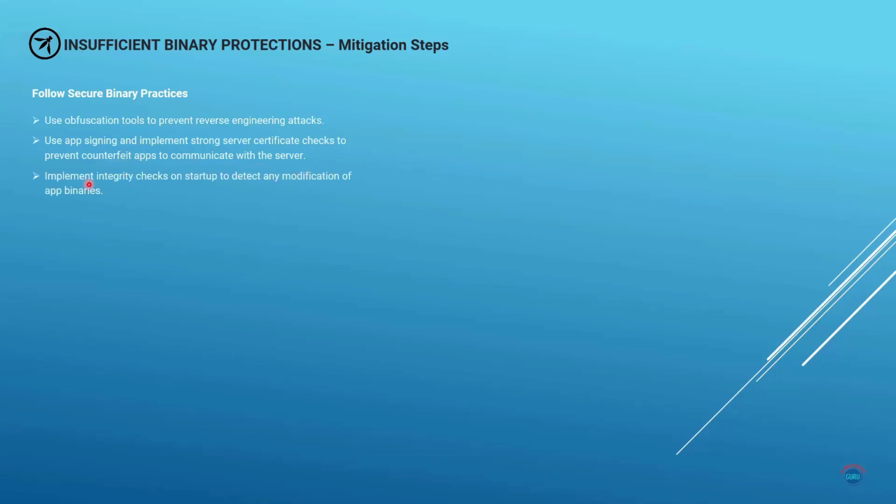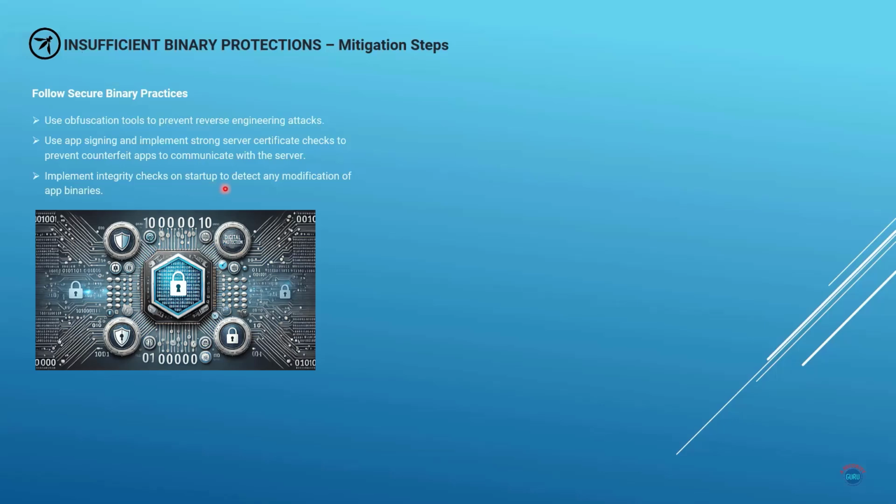And finally, you should implement integrity checks on startup to detect any modification of app binaries. So, for example, if your mobile application code has been modified, you should implement a mechanism to identify any modification of the app binary, and if there is a modification, your app should not start. And you need to perform this integrity check on the mobile application startup.